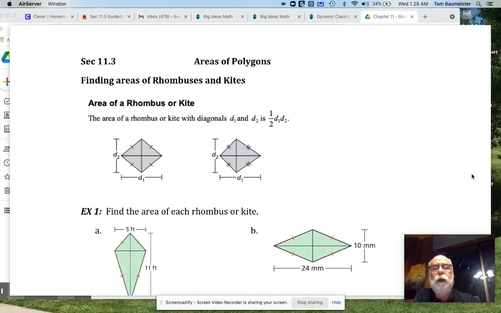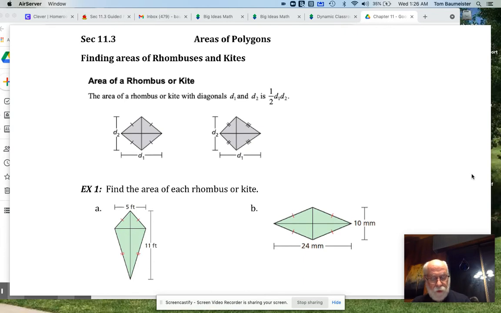Section 11.3 is the area of polygons. So we're going to start with some simple quadrilaterals, and they're going to be rhombuses and kites. The area of a rhombus or a kite with diagonals D1 and D2. So here's one of our diagonals, and here's one of our others, is simply just A is equal to 1/2 D1 times D2.